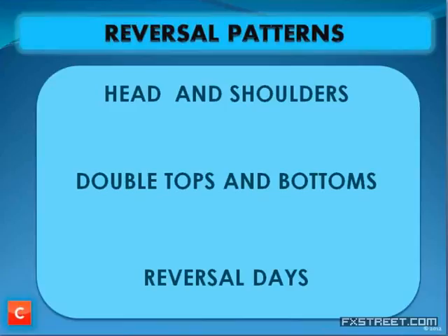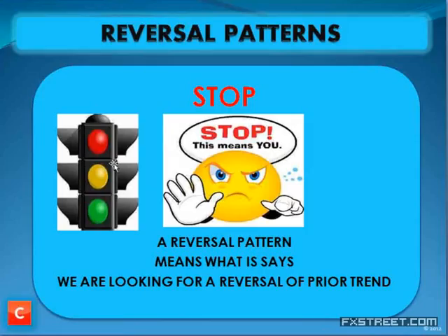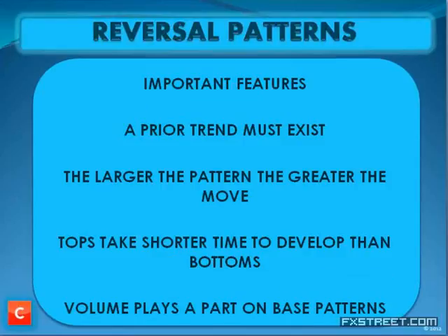Now what these reversal patterns are saying basically is stop. We've gone far enough. We're in a trend, and we want to stop and reverse the trend. So this is what we're looking for. Now these reversal patterns come from a prior pattern. A prior trend must exist. The larger the pattern, the greater the move.